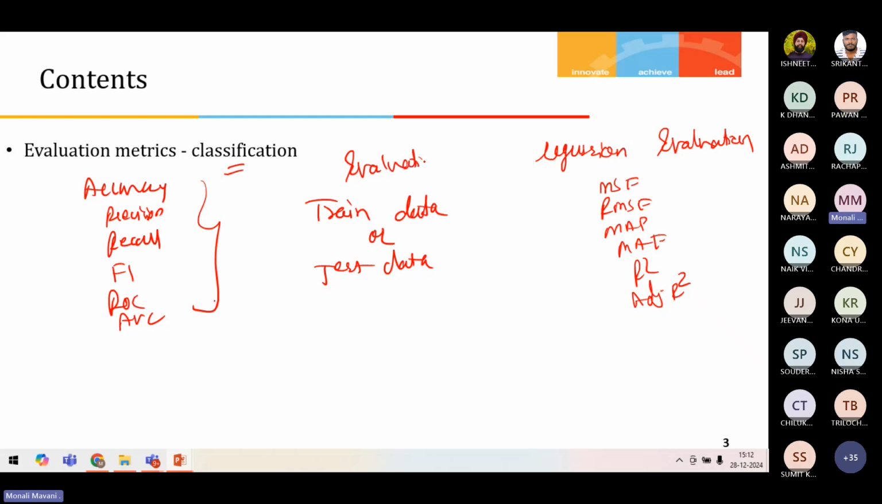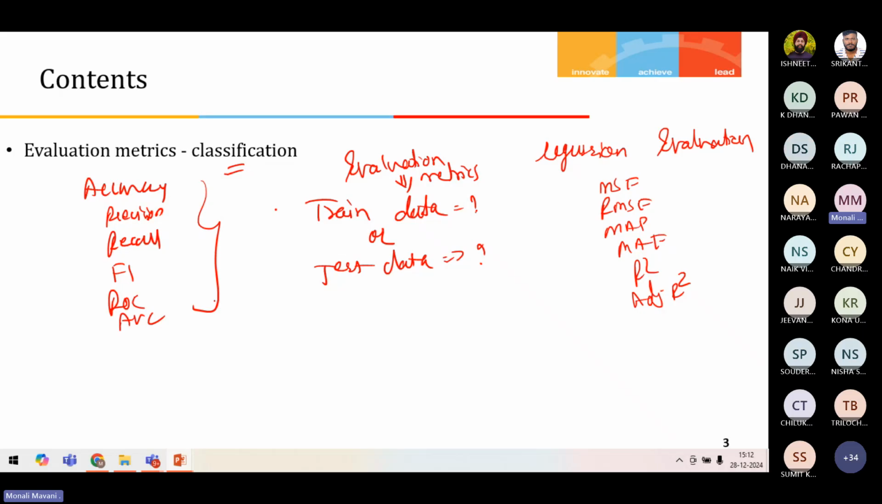Anybody with a different answer? Evaluation metrics we do not use on the trained data, we use them on the test data. On trained data, we use a cost function. We use the cost function during the training of the model on the trained data to come up with the best model parameters. Then once we have fixed those model parameters, we use them on the test data and it gives us a prediction.